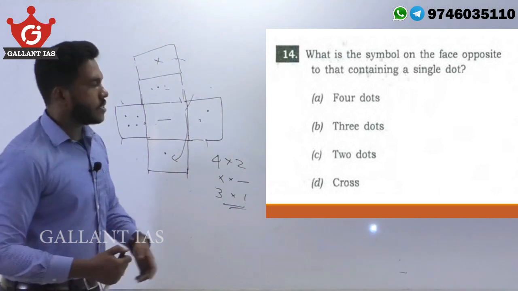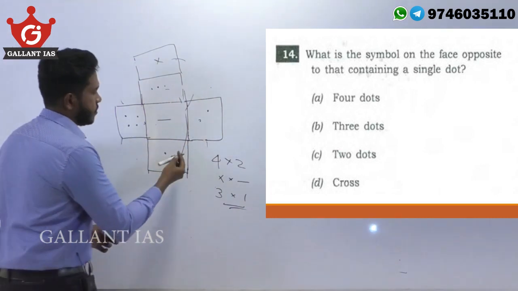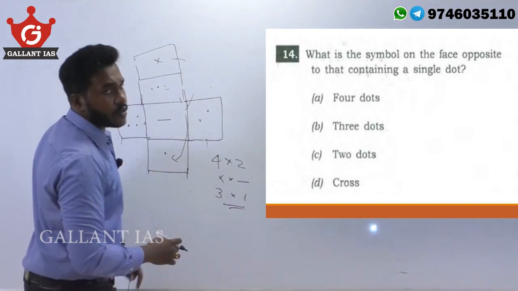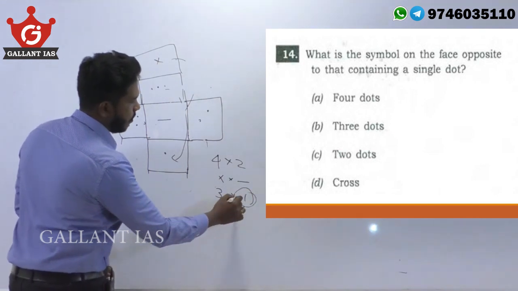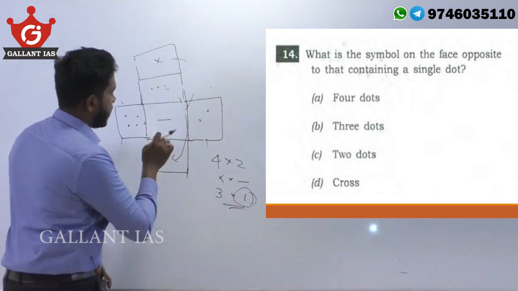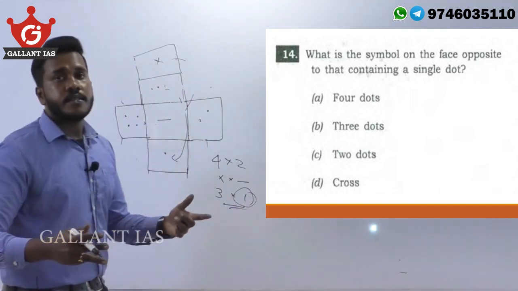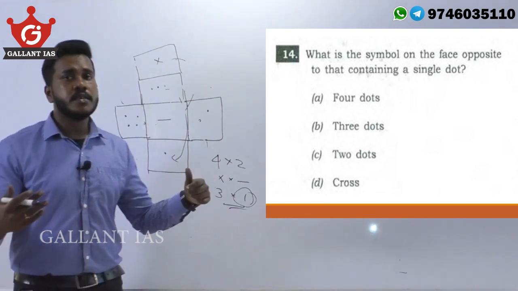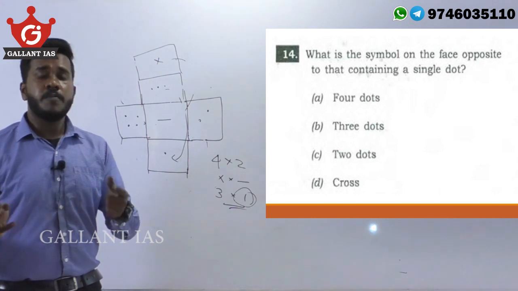So, what's the symbol on the face opposite to that containing a single dot? So, here is the single dot, right? Symbol opposite to single dot will be what? It's 3 dots. We already got the answer, right? Single dot opposite will be 3 dots because the faces containing single dot and 3 dots are alternative to each other, and we know, according to our properties, the alternative faces will always be opposite to each other.